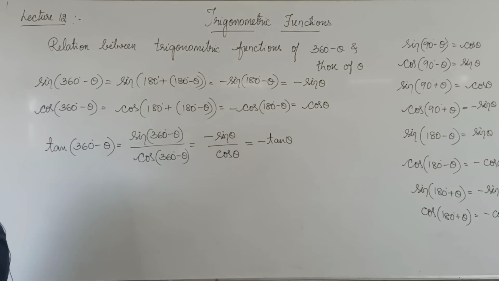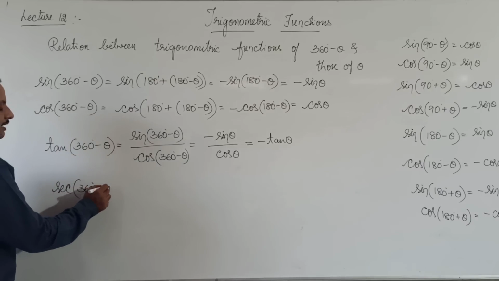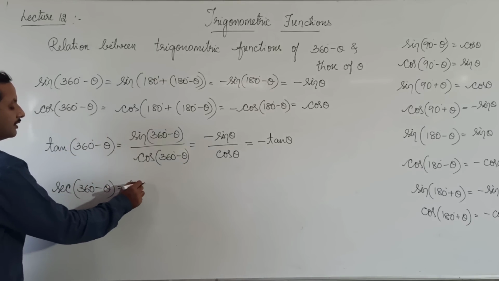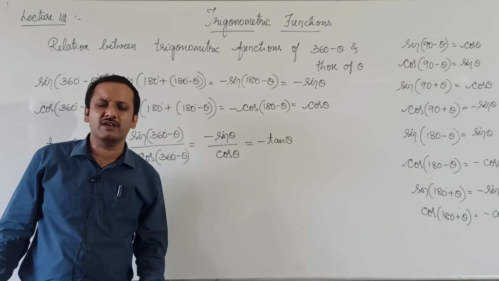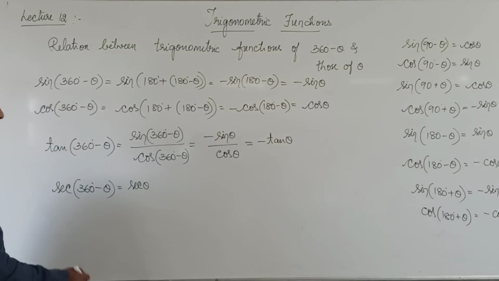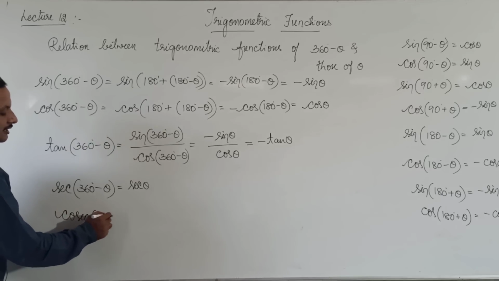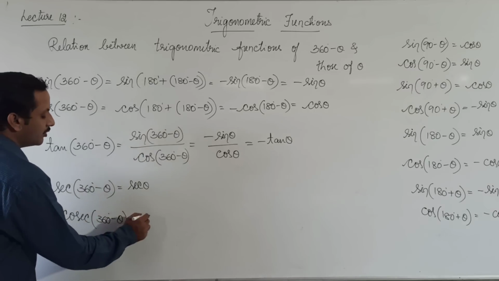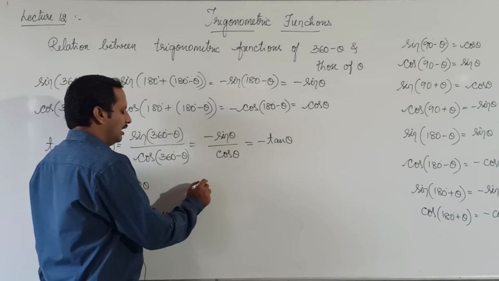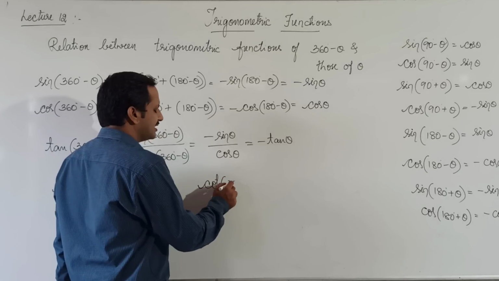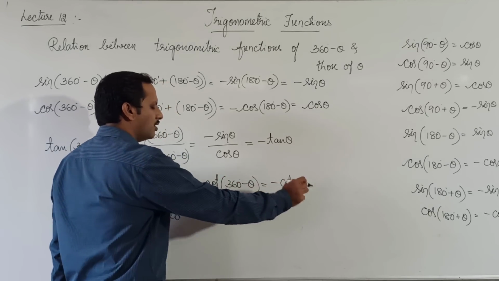Okay. Then we can easily write the other three. Secant 360 minus theta is equal to secant theta. This is equal to 1 by cos 360 minus theta, that's equal to 1 by cos theta, that's equal to secant theta. Then cosecant 360 minus theta, that's equal to minus cosecant theta, and cot 360 minus theta, that's equal to minus cot theta.